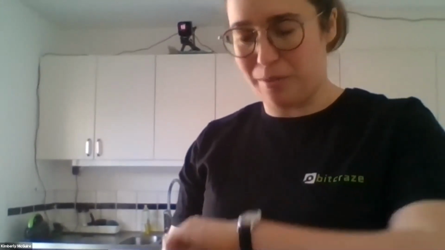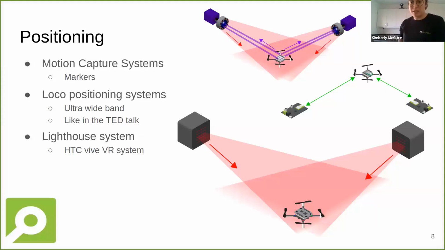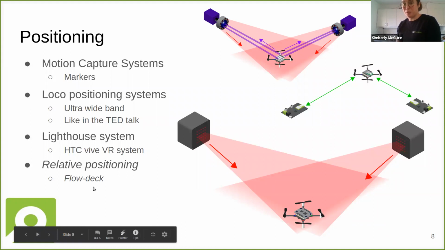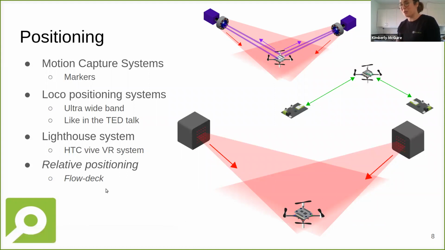So let's see how we are with time. We're still pretty good. Okay, let me just switch back to the slides. One moment. Okay, and we're back. So there's actually, secretively, a fourth positioning system. That is the Flowdeck, which you guys are going to use, and that's actually relative positioning.